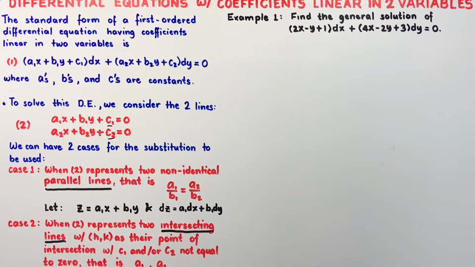So in this case number 1, we need to use a substitution, a new variable z, which is equal to a sub 1x plus b sub 1y, and the differential of this new variable z, which is dz, is equal to a sub 1 times dx plus b sub 1 times dy. So this is just a differential of this substitution z.